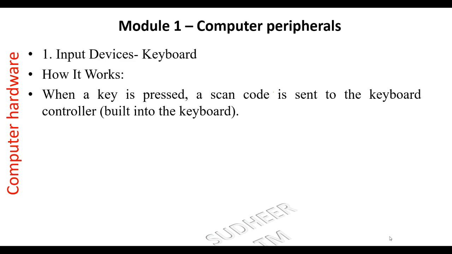So how is the keyboard working? When a key is pressed, a scan code is sent to the keyboard controller. In association with your keyboard, there is a control circuit behind. Okay, a control circuit. If we open up the keyboard, we can see a ribbon coming from the keyboard. The ribbon is a bus. A ribbon is a bus.